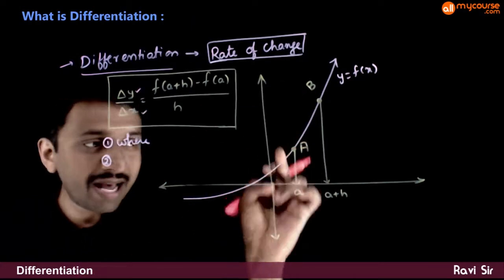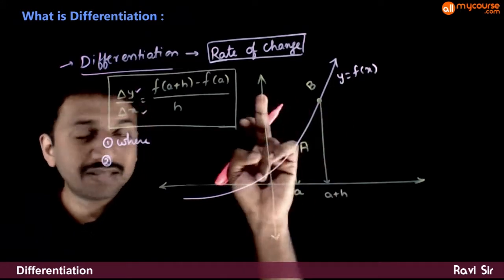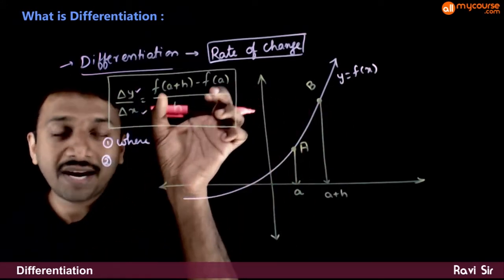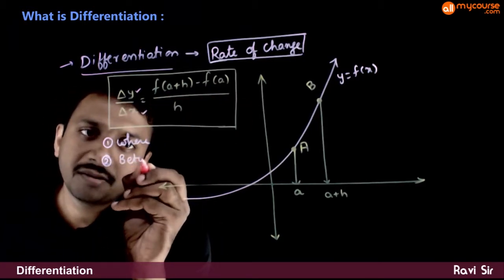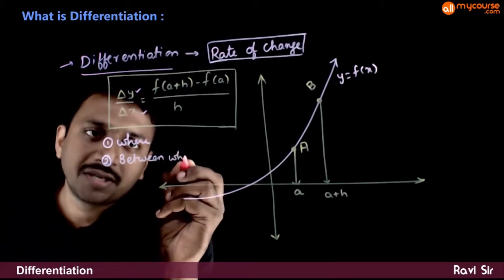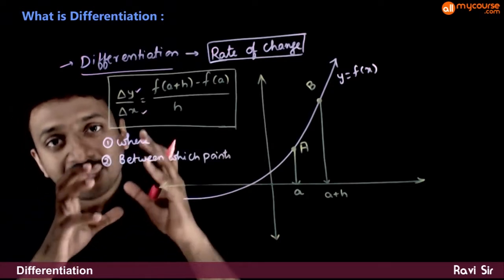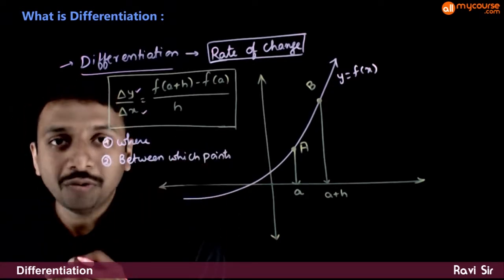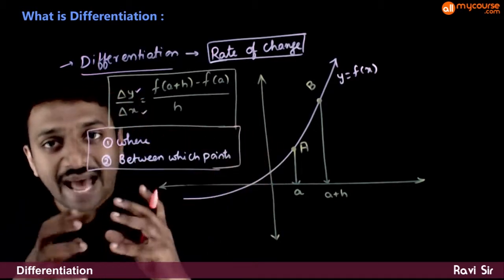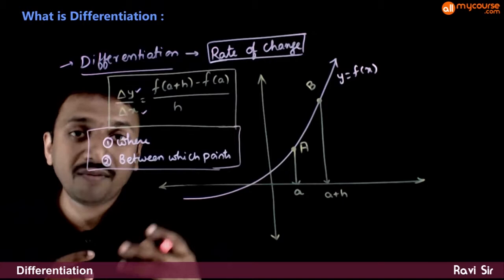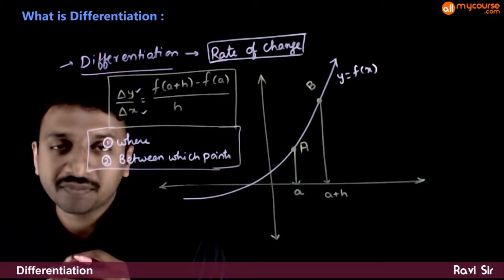The first point has coordinates a, f of a. The second point has coordinates a plus h and f of a plus h. Then you can find the change in y by change in x. That is, between which points? So where should you measure, and from where to where should you measure? These are the 2 questions which you need to ask if you want the average rate of change of y with respect to x between any 2 given points.